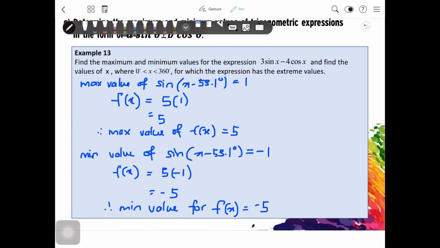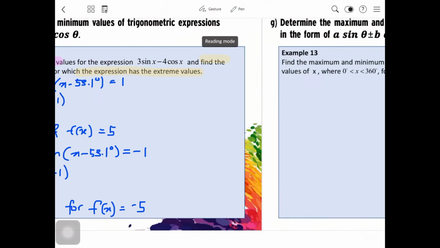So actually you have answered the question for the maximum and minimum value only, and you still have another part of the question where you have to find the value of x where this expression has the extreme value. This part of the question, in the yellow color that I highlighted, is asking at which angle this maximum value happens and at which angle this minimum value happens. So we are going to do something like this.